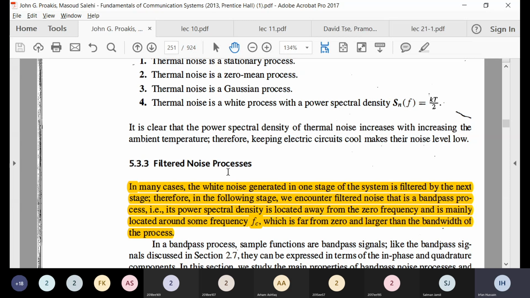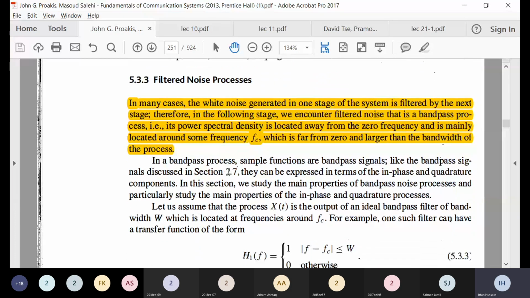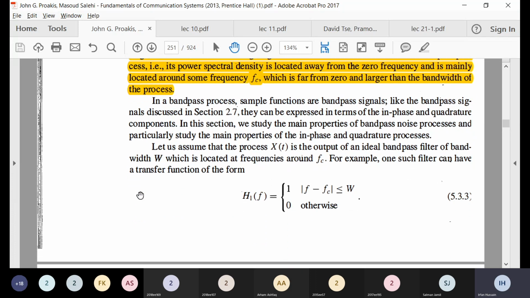Now, many times this white process is passed through a filter. So the filter has a certain bandwidth. You just get the process around a certain bandwidth. We have studied in 2.7 also that they become band pass signals. Normally your signals, AM and FM, are centered around fc. They go through certain electronics, a band pass filter, as we just saw in AM and FM radio applications. The band pass filter passes the frequencies around fc, so the noise will also be passed around fc. So noise will also be a band pass process. As a signal has in phase and quadrature components, noise will also have in phase and quadrature processes.